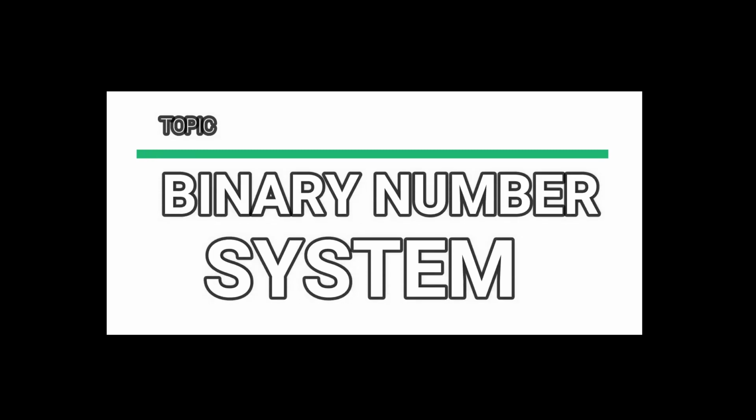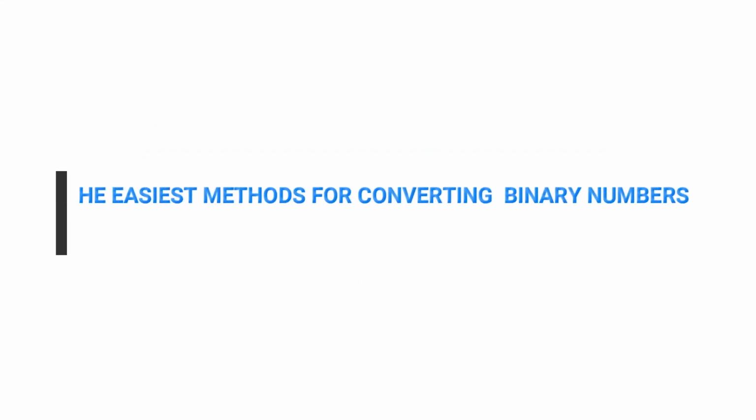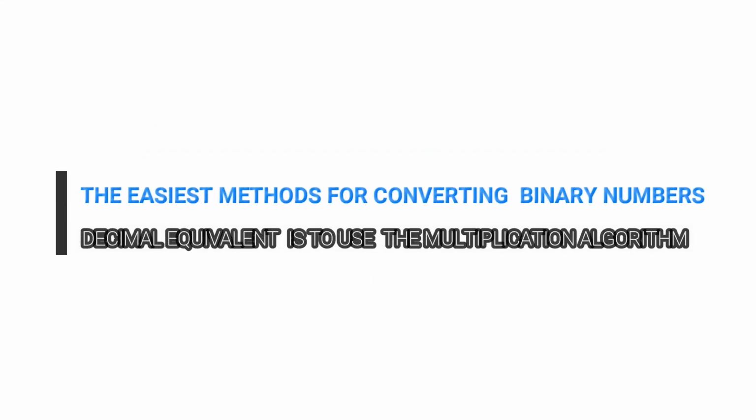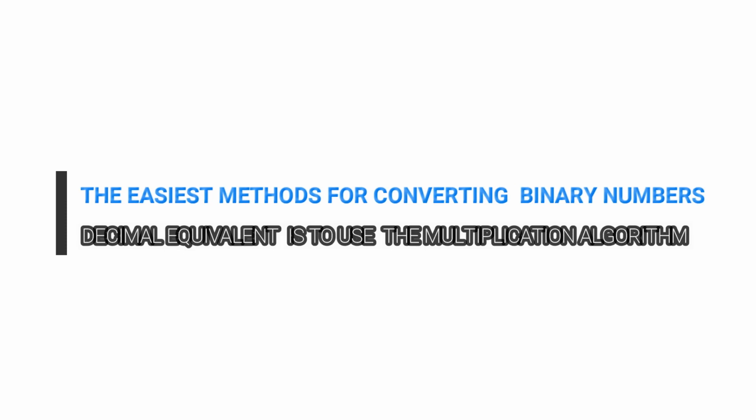Today we are going to look at the binary number system. The easiest method for converting binary numbers to its decimal equivalent is what we are going to learn today. Continue to watch this video because it's going to be very interesting.